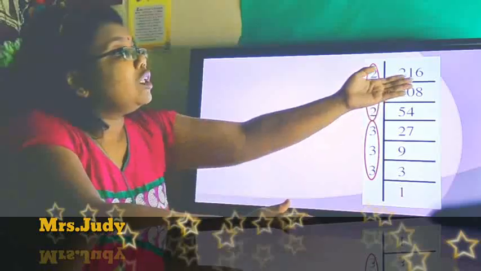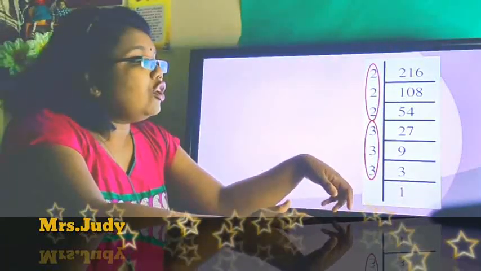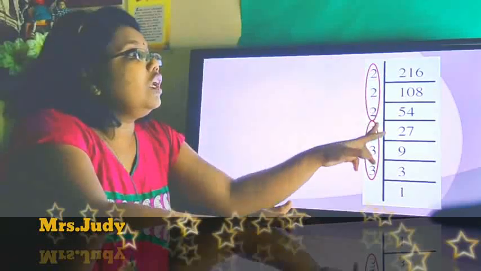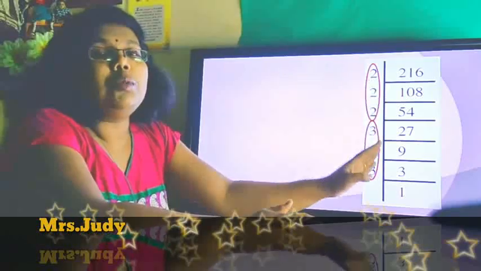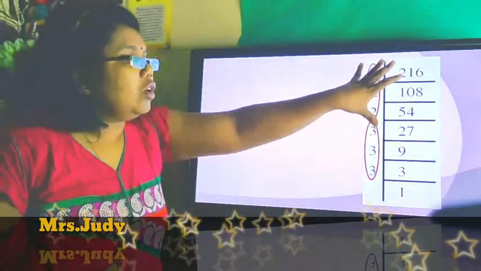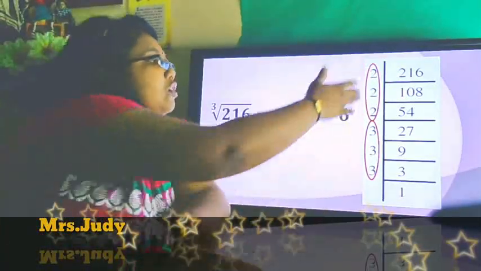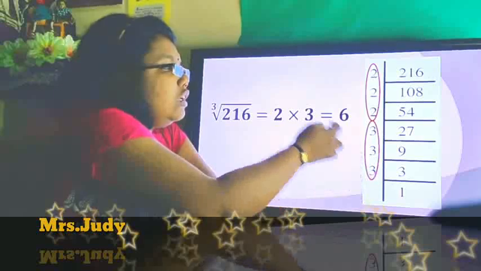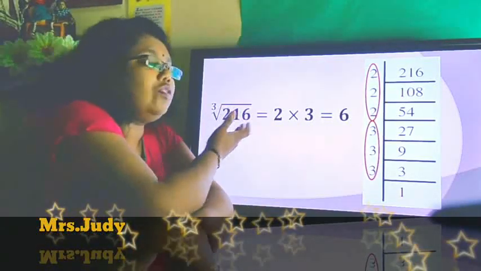So here 216 is a number, and this is the prime factorization of the number. When you are factorizing it, you see there are three 2's and there are three 3's. Both of them are grouped in a pattern, in groups of 3. So next, how do we find the cube root? Out of these 3 we take only 1, out of these 3 we take only 1, and multiply them. And that's the cube root of this number.